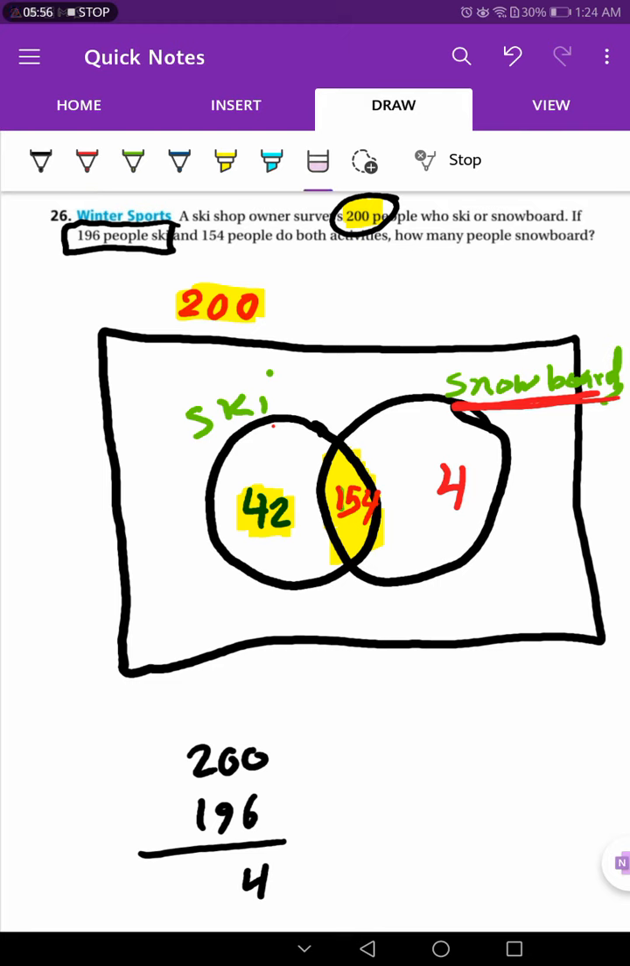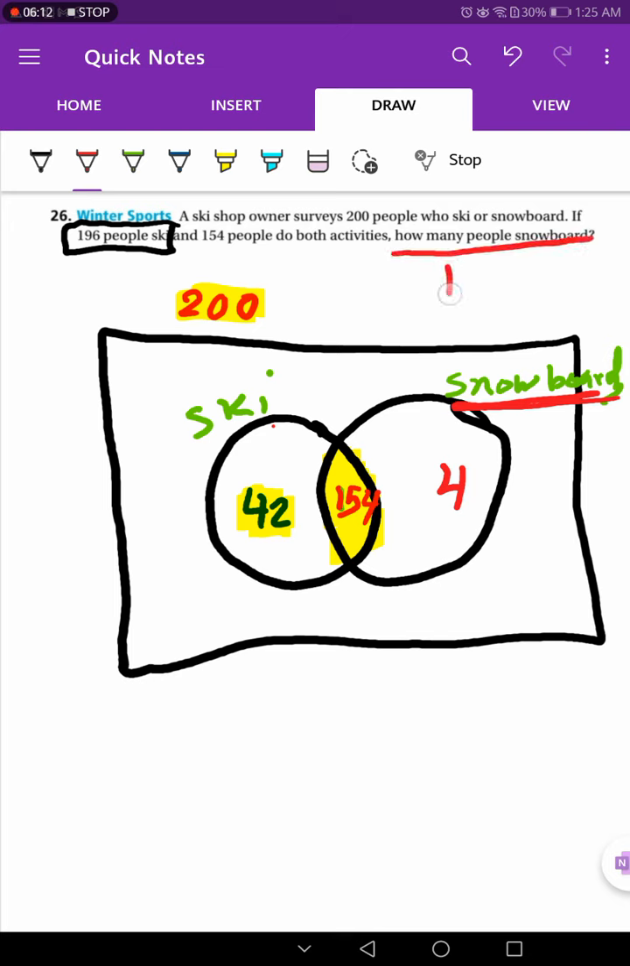But he asked me how many people snowboard. So you have to add 4 plus 154. That means the answer of this equation is 154 plus 4, which equals 158. So the answer is 158 for this question. So let us revise what we did here.